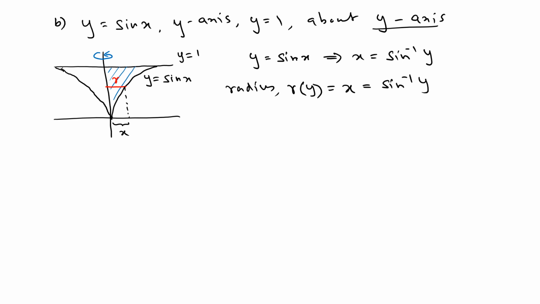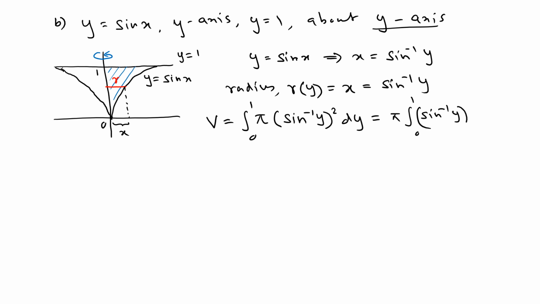So we have the volume formula now. V equals, the limits are going from 0 to 1, pi times the radius, sine inverse y, whole thing squared, dy. You can write this as pi times the integral from 0 to 1 of sine inverse y squared dy, and you can see that you also have to use integration by parts for this problem.